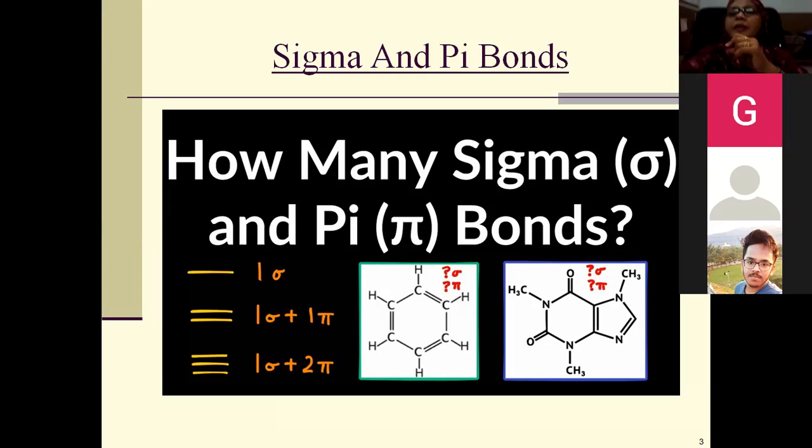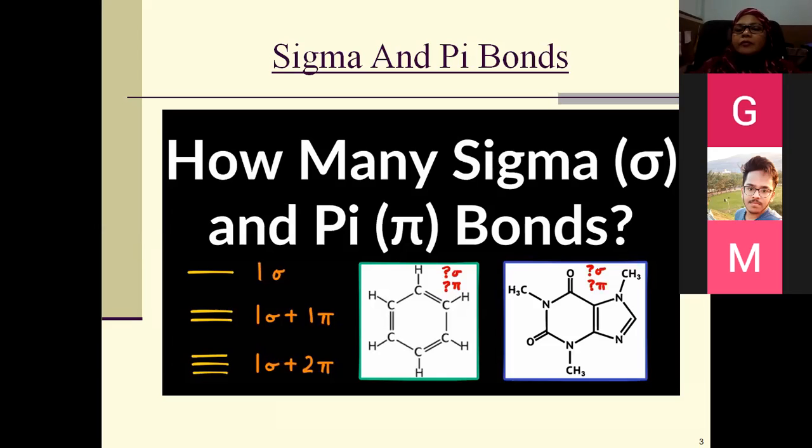Next structure, tell me how many sigma and how many pi bonds are present? 15 sigma bonds. Yes, and how many pi bonds? 4 pi bonds. Yes.